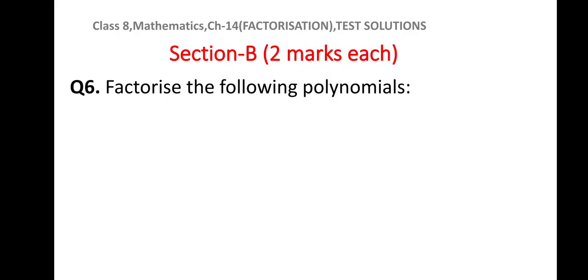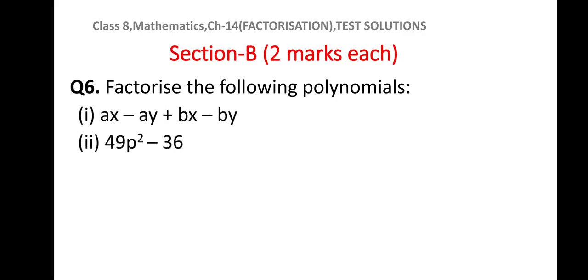Let us see now section B consisting of 2 marks questions. Question number 6 has 2 parts. So let us see the solution of these 2 parts. Part 1 is ax minus ay plus bx minus by.